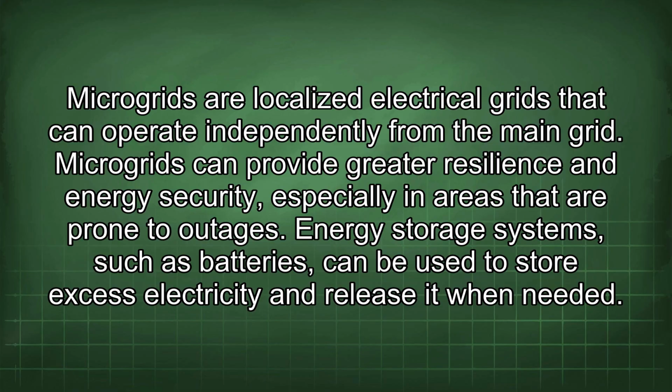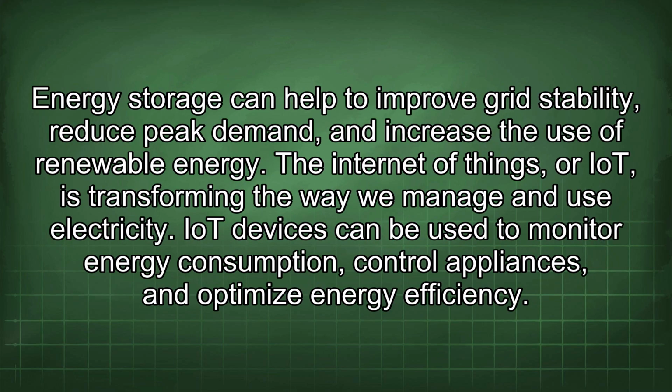Energy storage systems, such as batteries, can be used to store excess electricity and release it when needed. Energy storage can help to improve grid stability, reduce peak demand, and increase the use of renewable energy. The Internet of Things, or IoT, is transforming the way we manage and use electricity. IoT devices can be used to monitor energy consumption, control appliances, and optimize energy efficiency.